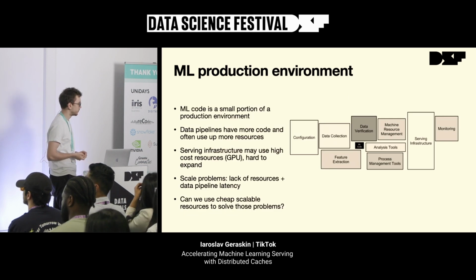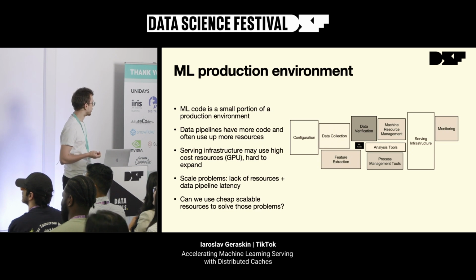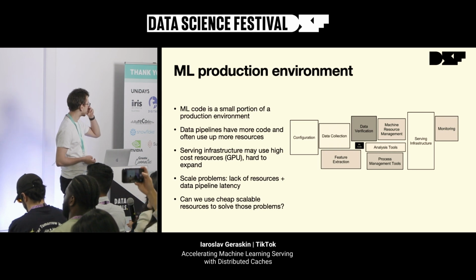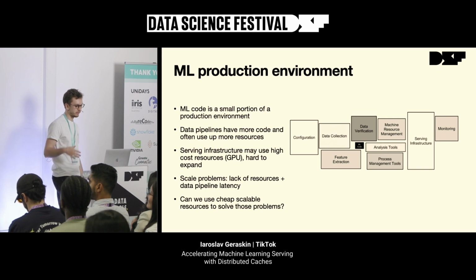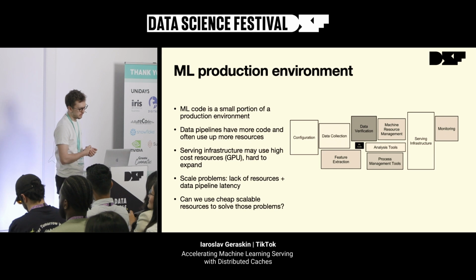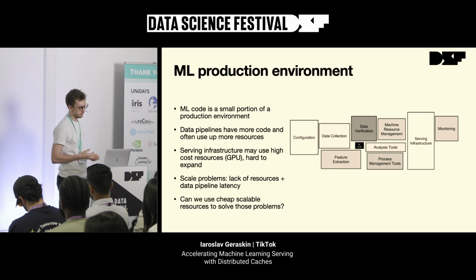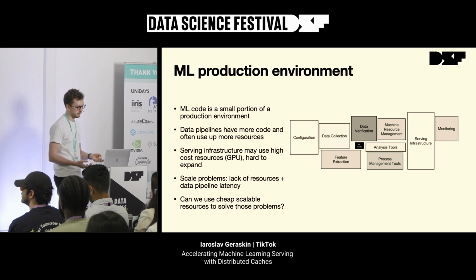And moreover, there are a lot more components in production than machine learning code. Machine learning code is this black box in the middle, so it occupies not a lot of space in the whole production environment, and this is a challenge to optimize data pipelines sufficiently so that this machine learning code can perform well and the whole pipeline can perform well.